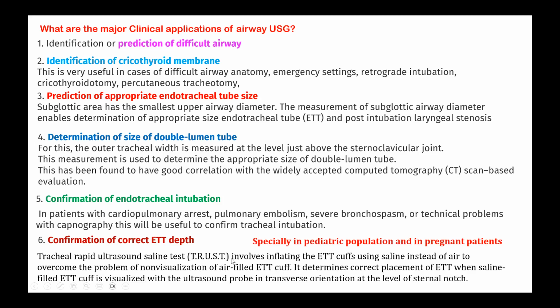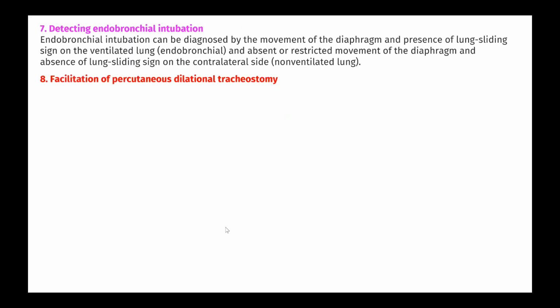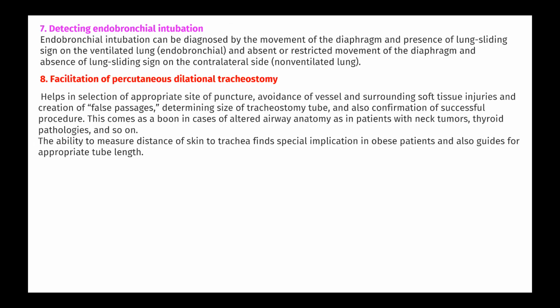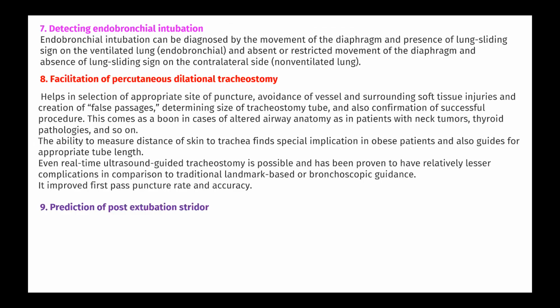So this may be asked in your viva, what is TRUST using ultrasound. Then you can remember this point that you have to fill the cuff with saline instead of air to assess the correct depth of ET tube placement. Then detection of endobronchial intubation, which she also mentioned, and facilitation of percutaneous dilatational tracheostomy, and it will prevent false passages or injury to vessels. All that can be easily done using that.